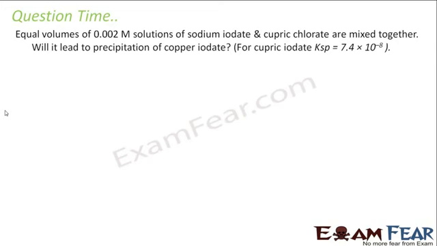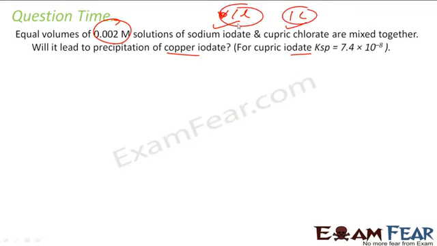We'll take some questions here. It's a very good question. It says that equal volumes of 0.02 M solutions of sodium iodate and cupric chloride are mixed. Will it lead to precipitation of cupric iodate? The Ksp for cupric iodate is given. First thing we should note is, let's suppose 1 liter of sodium iodate and 1 liter of cupric chloride are mixed. So we see the volume is doubled.